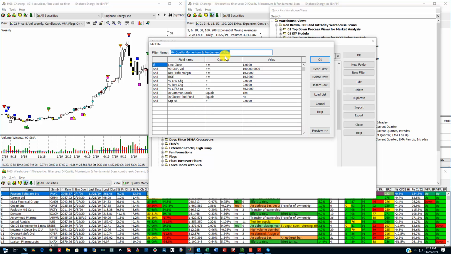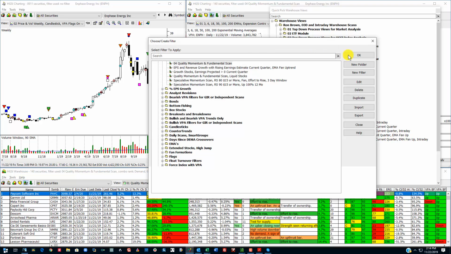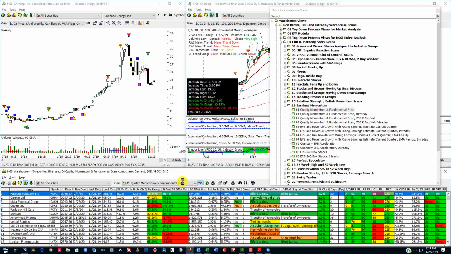And what I'm looking for here is a net profit margin of 10%, return on equity of 10%, percent EPS change greater than 0 compared to the same quarter 1 year ago. Same goes for revenue. Percent off the 52-week low, I want these stocks to be up at least 50%. These are assigned to a group. So let's see what we come up with.